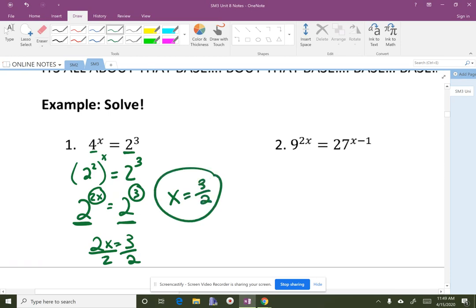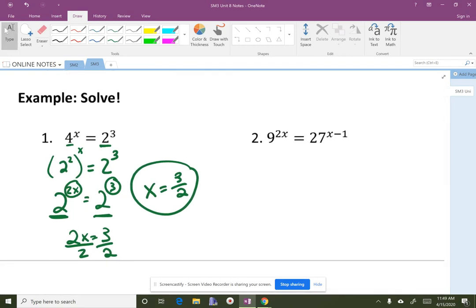Okay, pretty straightforward. Next example, I'm going to run through this one real quick. We cannot make them bigger. We can only make them smaller. However, I can't say that 9 to some power is 27. So I'm going to have to change both of these. These are both powers of 3. So 9 is 3 squared to the 2x, and 27 is 3 cubed to the x minus 1.